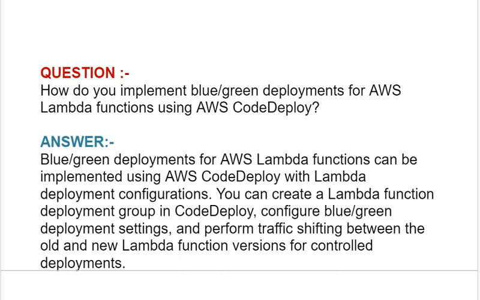Our next interview question is: how do you implement blue-green deployments for AWS Lambda functions using AWS CodeDeploy? Your answer should be: blue-green deployments for AWS Lambda functions can be implemented using AWS CodeDeploy with Lambda deployment configurations. You can create a Lambda function deployment group in CodeDeploy, configure blue-green deployment settings, and perform traffic shifting between the old and new Lambda function versions for controlled deployments.